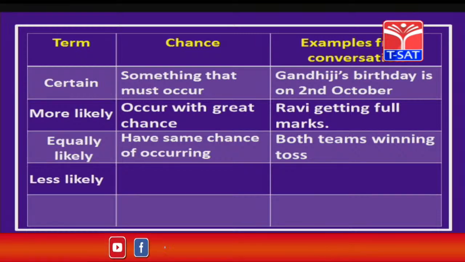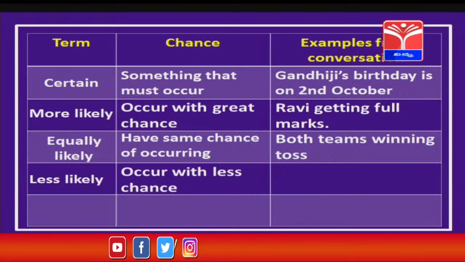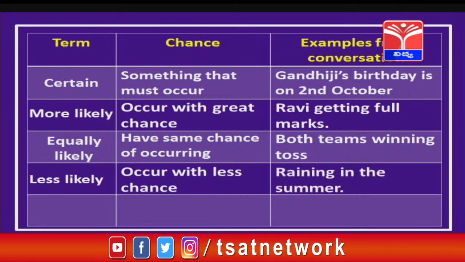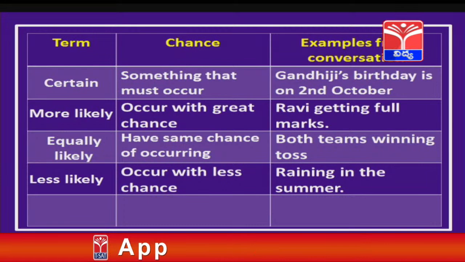So, less likely, if we consider, means occurring with less chance. That means raining in the summer. You might have seen, right, children. It may occur, but the chances are very less.